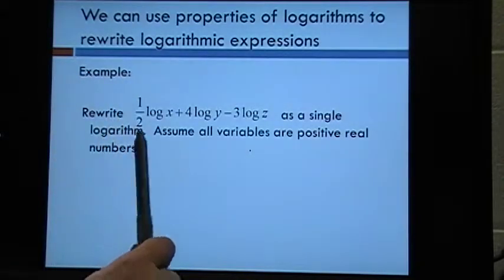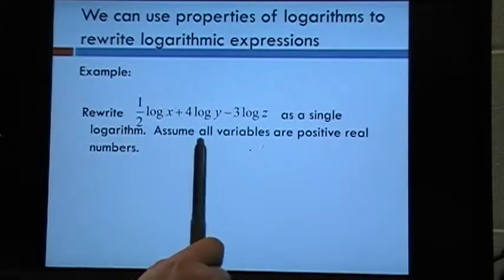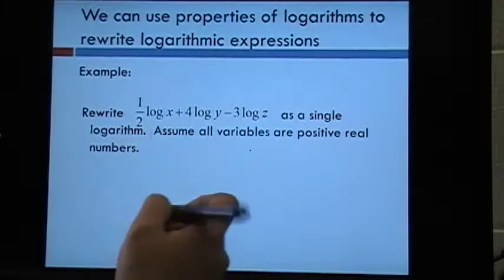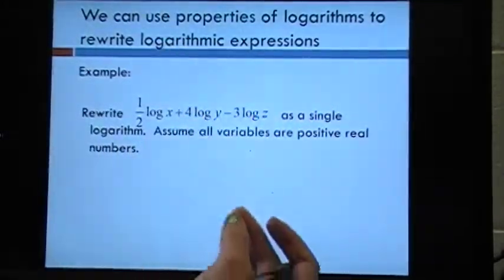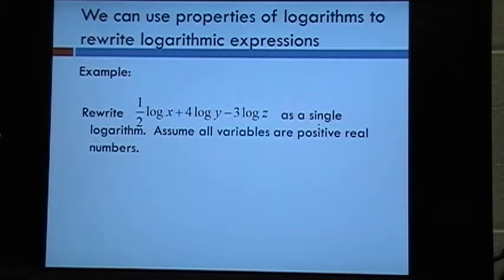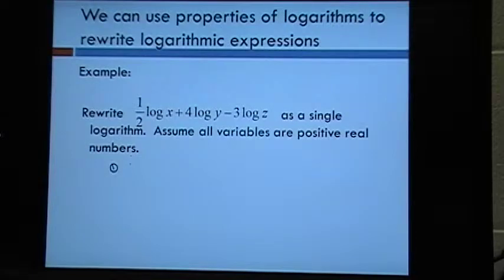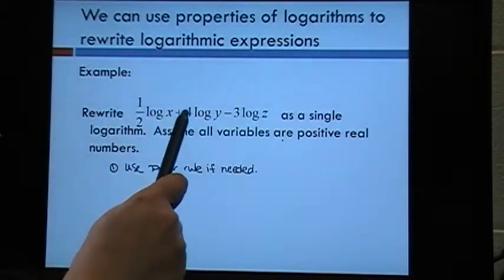Okay. Here, rewrite this as a single log and assume all variables are positive real numbers. So now we're going to go back to single. We're trying to put it all together again. And if I'm trying to rewrite it as a single log, I always look first for, do I need to put those coefficients up as powers? So first thing, when you're putting it back together, I always use the power rule if I need to. And I need to if I have coefficients.